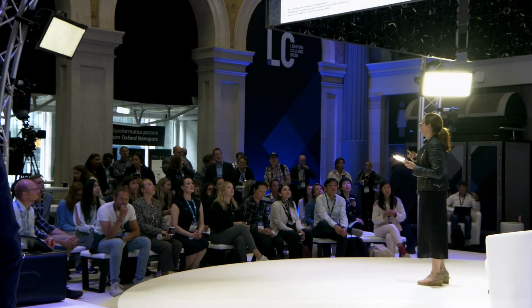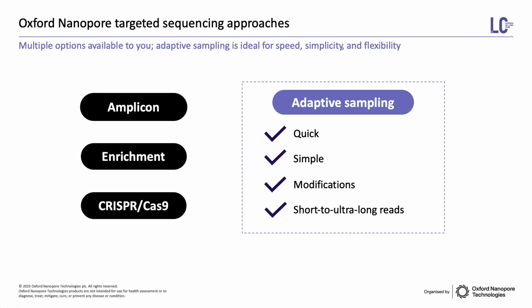Also, as in Rosemary's presentation yesterday, when it comes to targeted sequencing, there are a number of options. You're all familiar with most of them. They all have advantages and disadvantages. Discussing those is not the remit of today. We're going to focus on adaptive sampling.